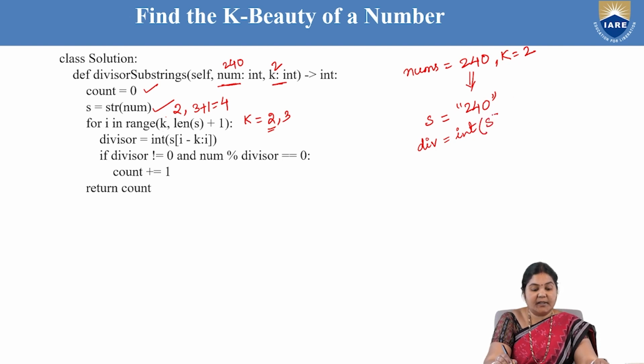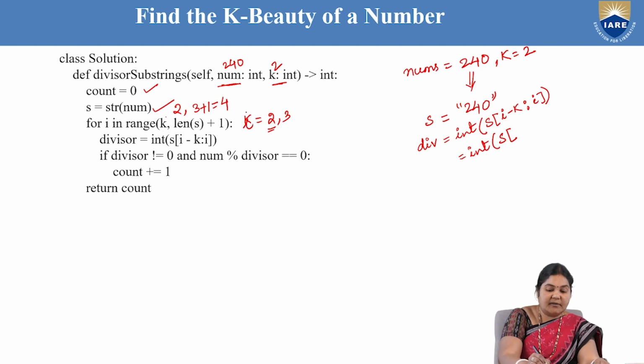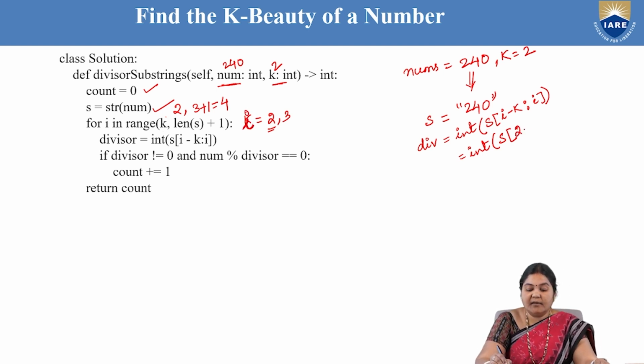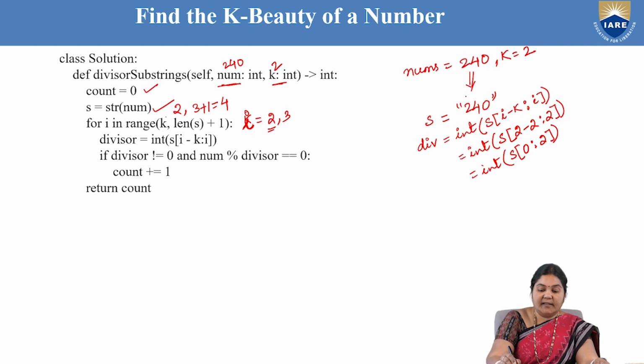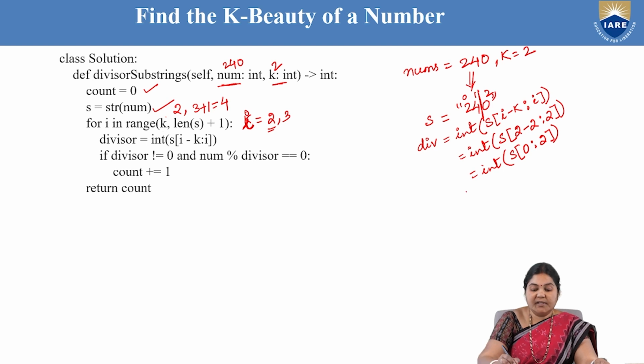So divisor is nothing but s of i minus k to i, as an integer of the substring s. What is the value of i? The first time, i value is 2. k value is also 2. So 2 minus 2 colon 2, which is nothing but integer of s of 0 colon 2. So we have to slice from 0 up to 2, meaning indices 0 and 1. So in this, 0, 1, 2, we will slice at 2. So what is my substring that I got?